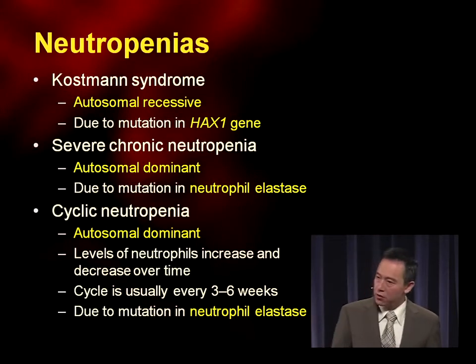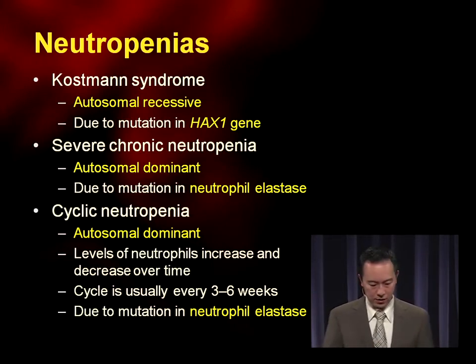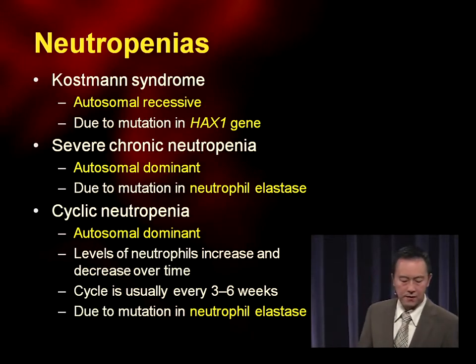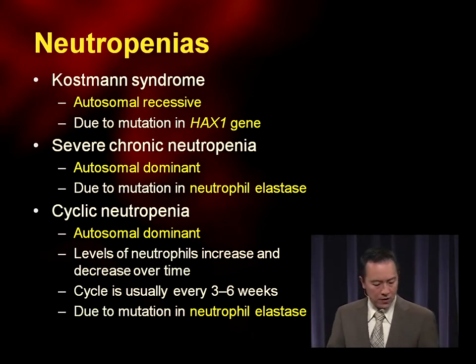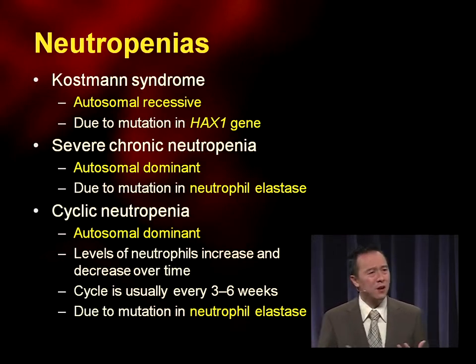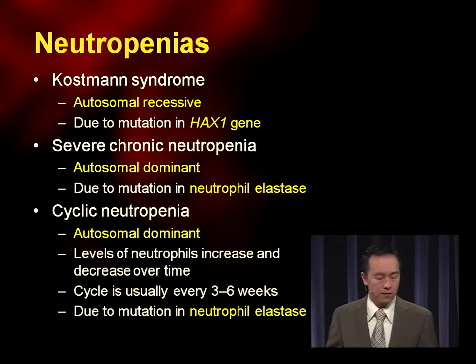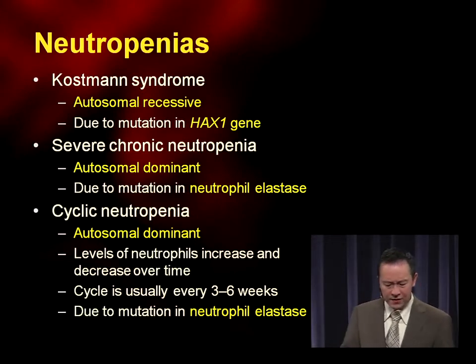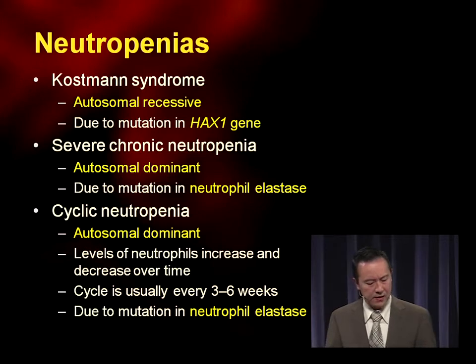All right, Kostmann syndrome is autosomal recessive. It's due to a mutation in the HAX1 gene. And these kids basically present with opportunistic infections due to neutropenia. There's also severe chronic neutropenia. This is autosomal dominant, and it's due to a mutation in something called neutrophil elastase. And there's something called cyclic neutropenia, where every 3 to 6 weeks they have these cycles of neutrophil levels. This is also due to a mutation in neutrophil elastase. And these patients, when they reach their neutrophil nadir, will develop some of the opportunistic infections.